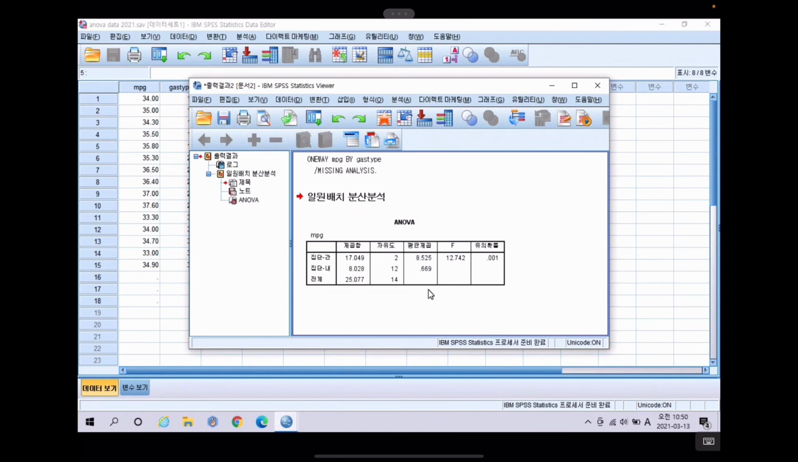So this one is the ANOVA table that we talked about, right? Depending on what kind of software you use, you have slightly different numbers, but it's almost the same, right? So this one is the between variance, right? And this one is the within variance, and this one is the F statistic, and this one is the p-value, right? So this is how you get the computer output, right?